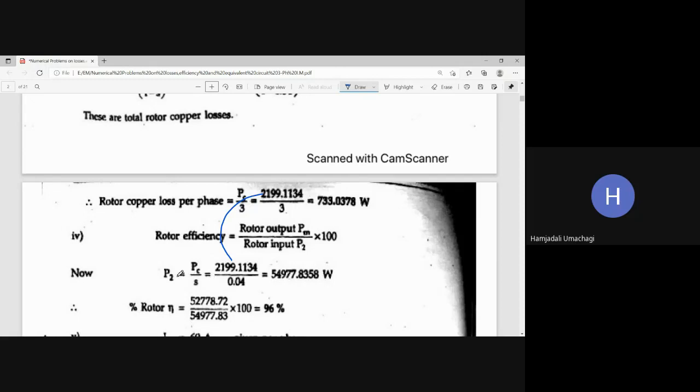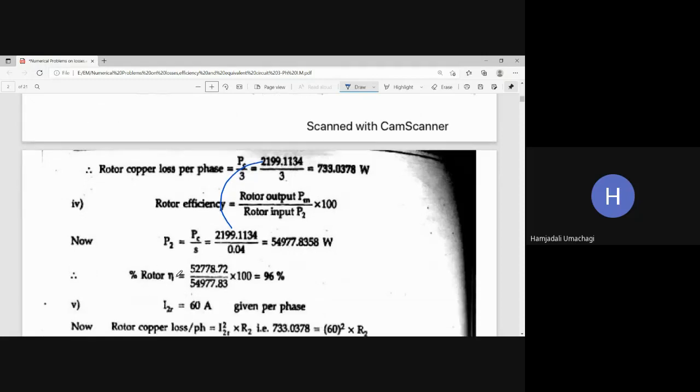So therefore we will be getting the rotor input as 54,977.8358 watts. So this is the rotor input. Finally, we will calculate the efficiency of the rotor. Percentage rotor eta is equal to rotor output by rotor input. Rotor output is nothing but PM, and the input is P2.